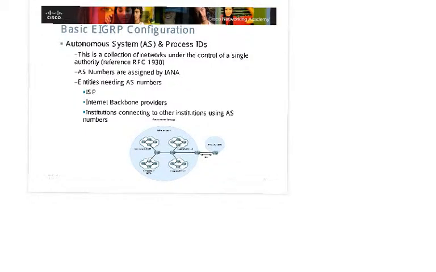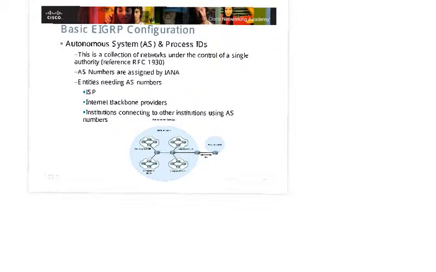We're still talking about EIGRP, and we finished at this slide last time. So the autonomous system and process ID. The reason we're talking about those two things together is because of the misleading definition of autonomous system for EIGRP.